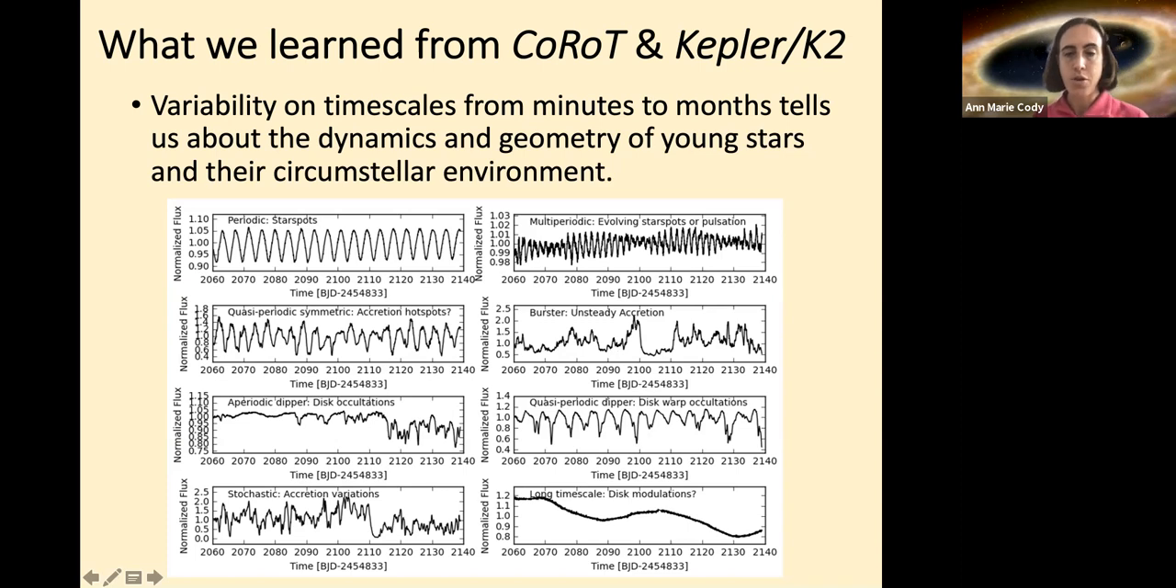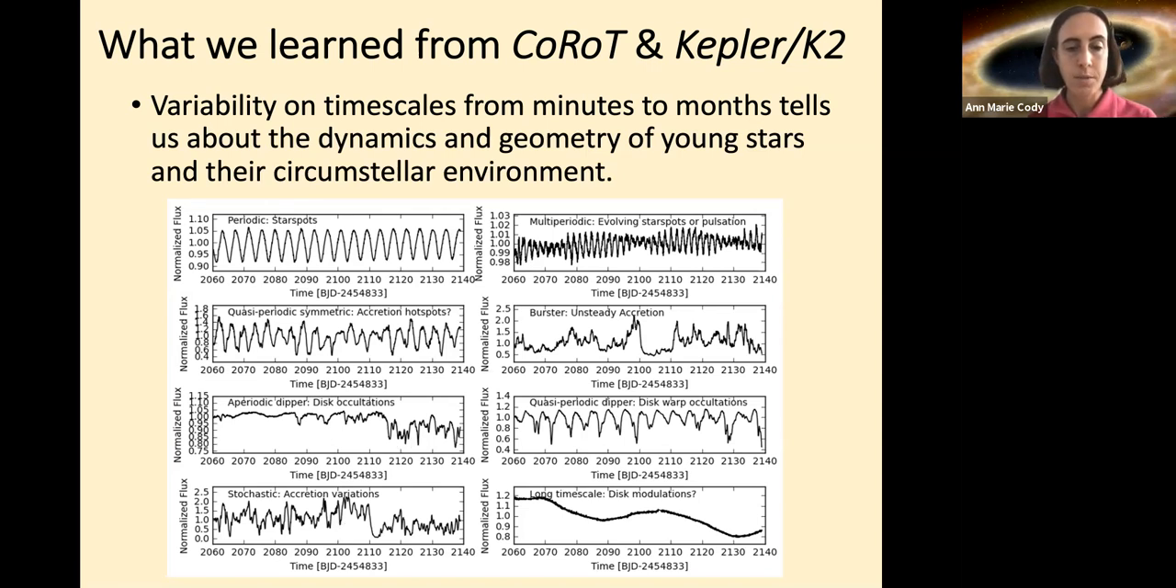The opposite of burster is what we call a dipper, where instead of having brightening events, you see fading events. And some of those can be quasi-periodic, or sometimes they can be aperiodic. And this is probably telling us something about the location in the disk where occulting dust is located. And if we have the appropriate line of sight, that dust will pass between us and the star, causing it to fade at times.